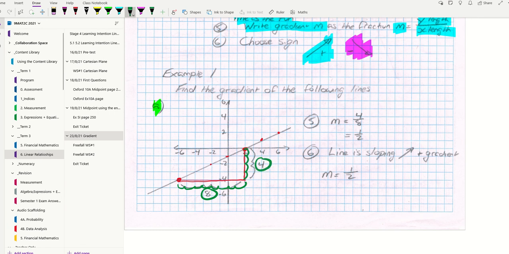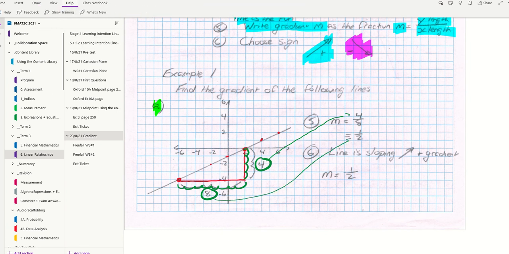So I wrote my numbers next to the lines, and then I needed to write the rise. This one needed to go up the top, and the other one needed to go down the bottom. Looks like everything has gone green, I'm not quite sure why. Okay, and so it was 4 on 8.